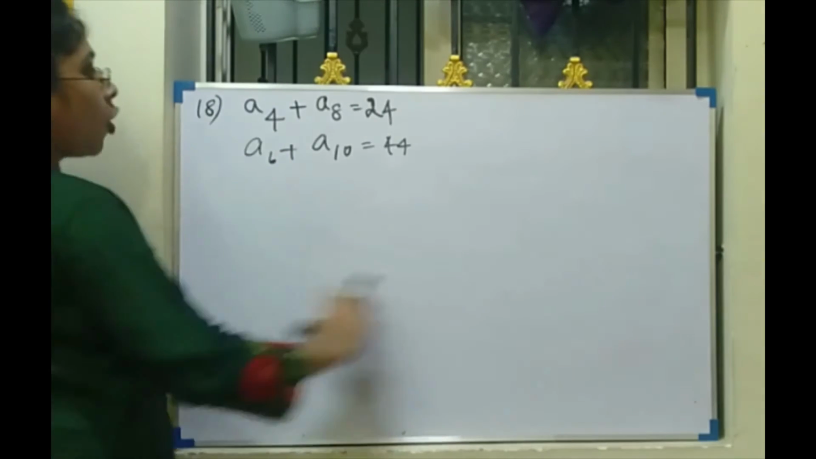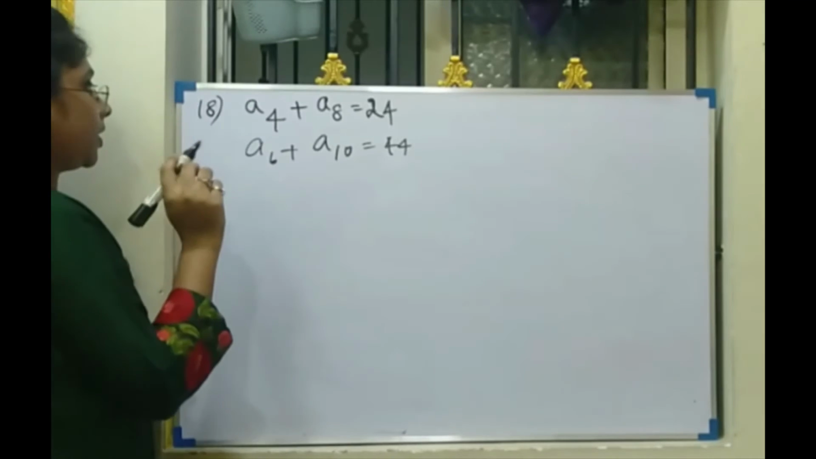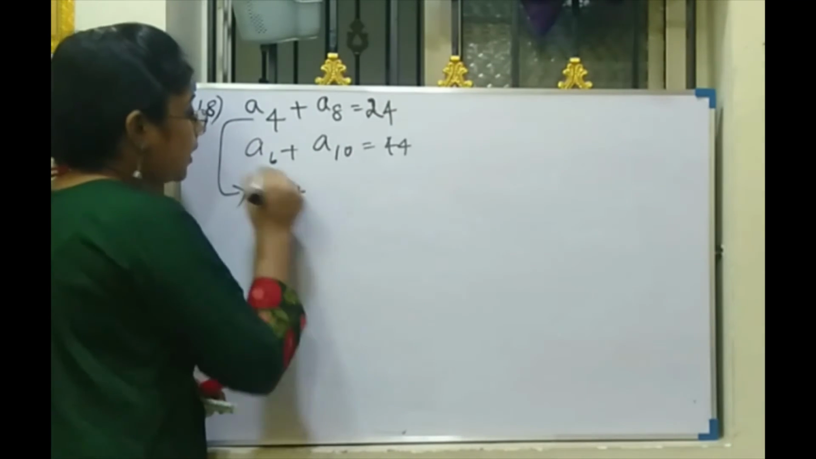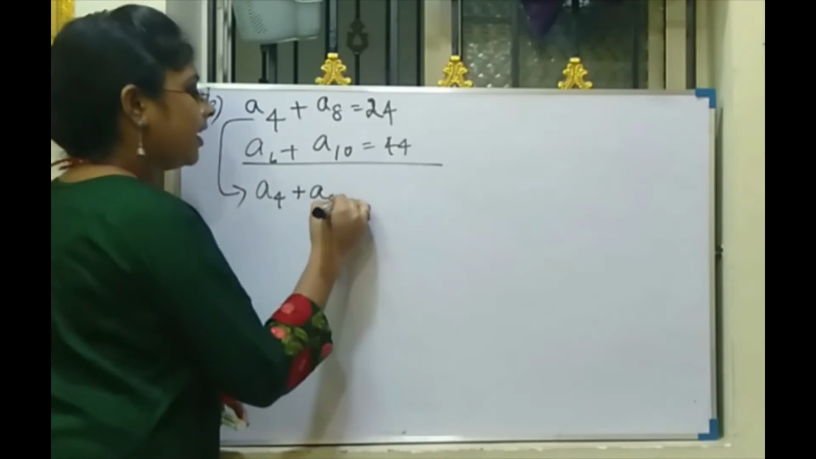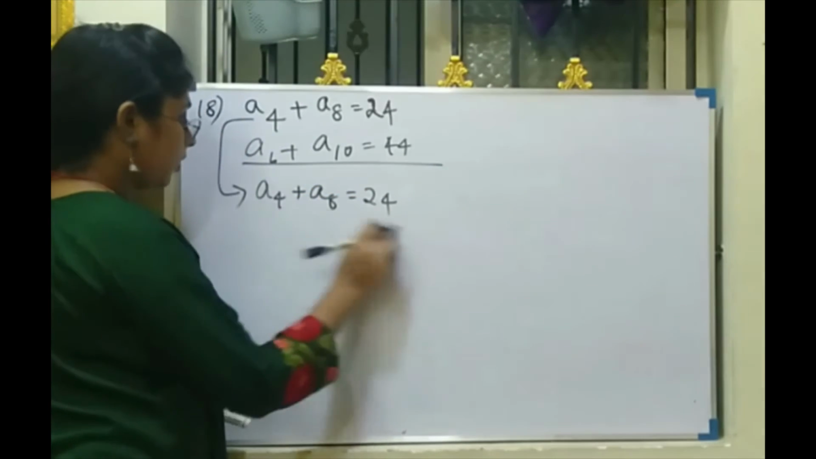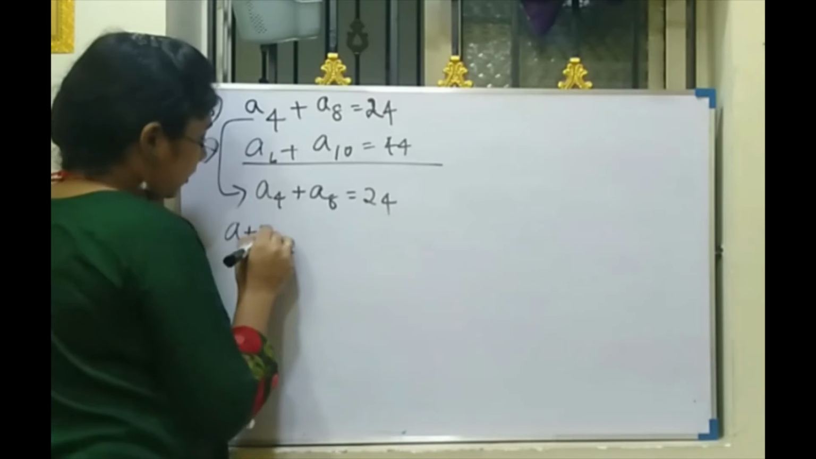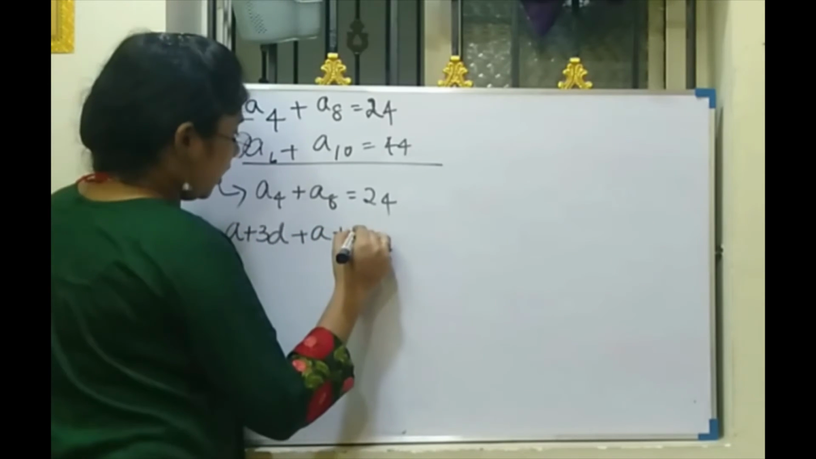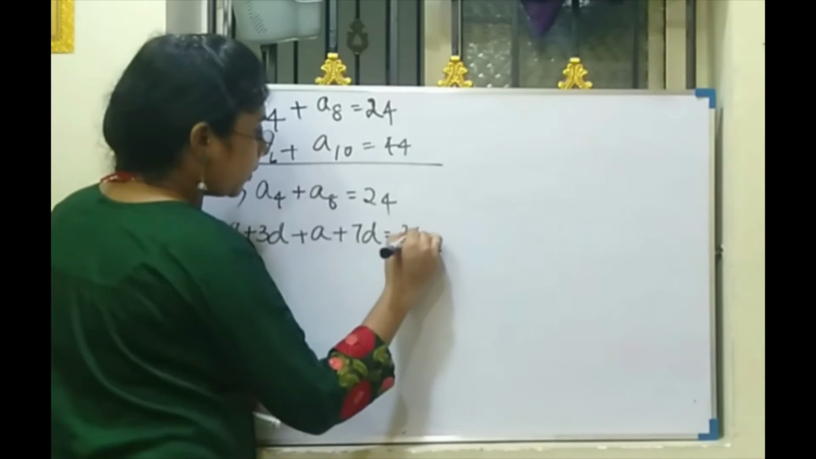So we need to find the first 3 terms of an AP. For that we have to solve these 2 equations. How to solve? Okay, here A4 plus A8 is equal to 24. How to expand this? Yes, A plus 3D plus A plus 7D, which is equal to 24.